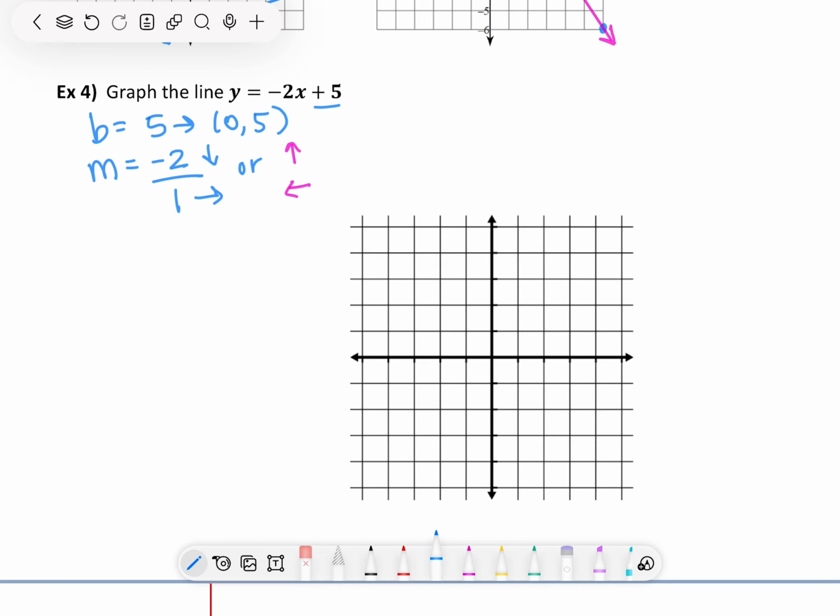Starting at (0, 5), so starting at the origin, count up 5. 1, 2, 3, 4, 5. And so that's going to be my y-intercept up there. Now I'm going to go down 2 and right 1. So now I'm going to go down 2, right 1, down 2, right 1, until I can't do this anymore. And then I can draw my line with arrows.